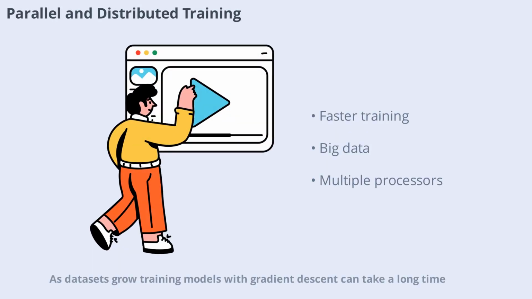As datasets grow, training models with gradient descent can take a long time. Parallel and distributed training techniques allow computations to be split across multiple processors or machines, speeding up the process. This is essential for handling today's big data challenges.